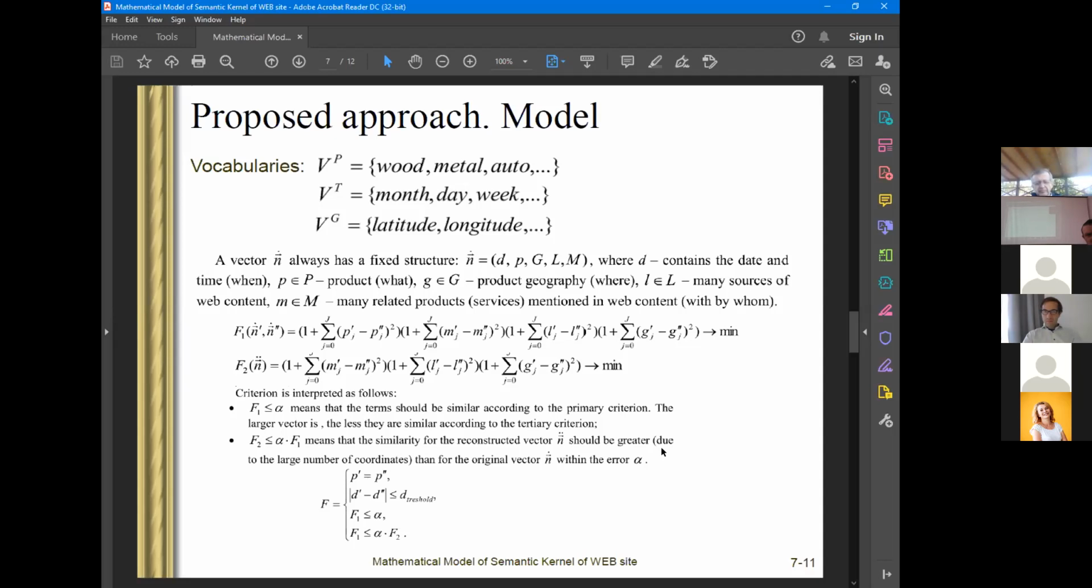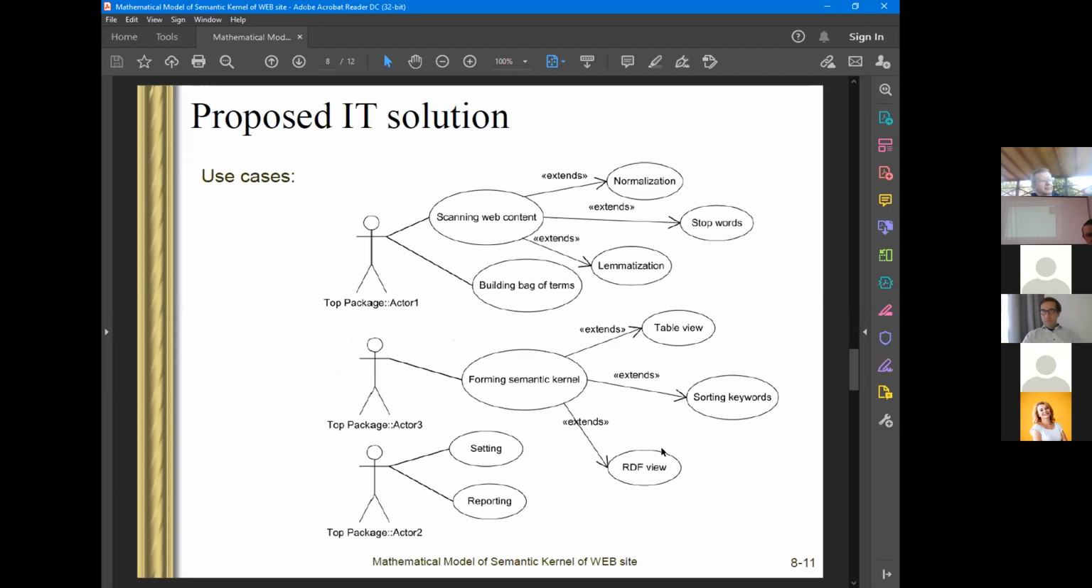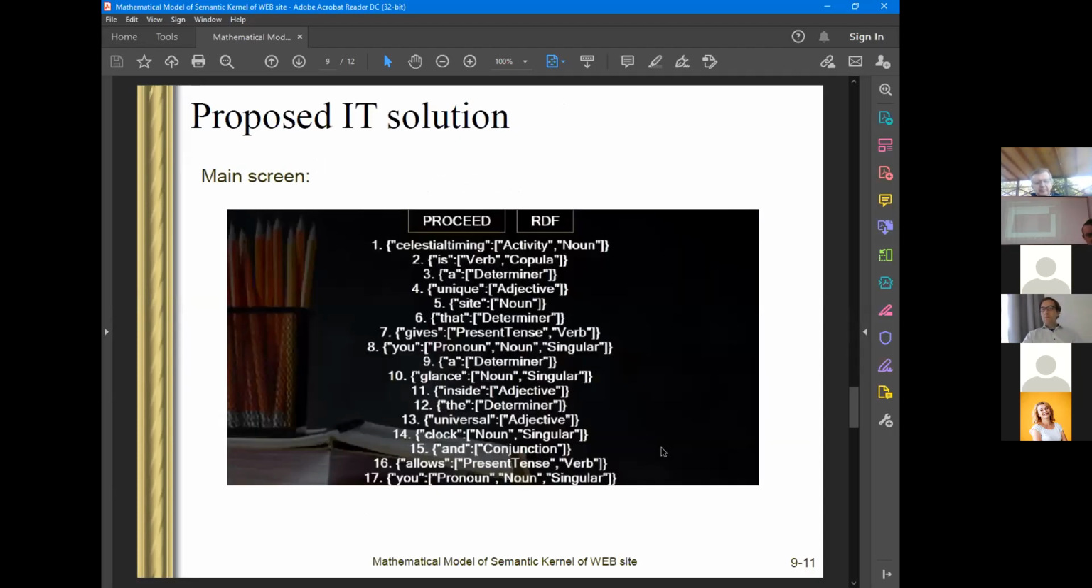Software was developed to test the specified model and algorithm. The functional requirements for the software operations are shown in slide 8. Slide 9 shows the main form of the software. The platform for the software development was chosen as JavaScript using the Node.js library on the WordPress framework.